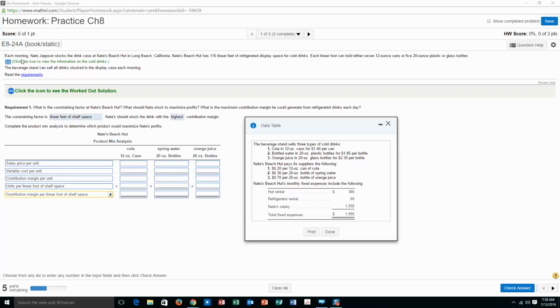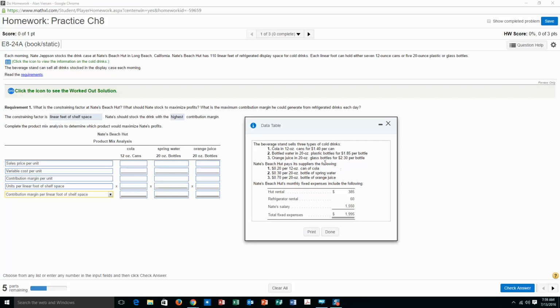It says each morning, Nate Jepson stocks the drink case at Nate's Beach Hut in Long Beach, California. Nate's Beach Hut has 110 linear feet of refrigerated display space for cold drinks. Each linear foot can hold either 7 12-ounce cans or 5 20-ounce plastic or glass bottles.